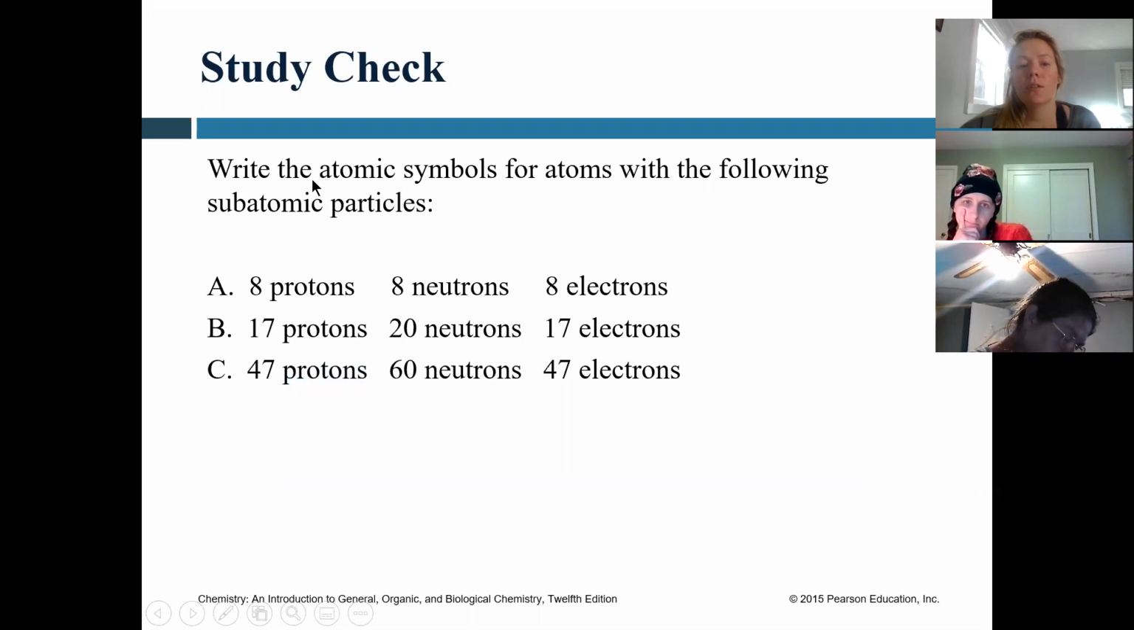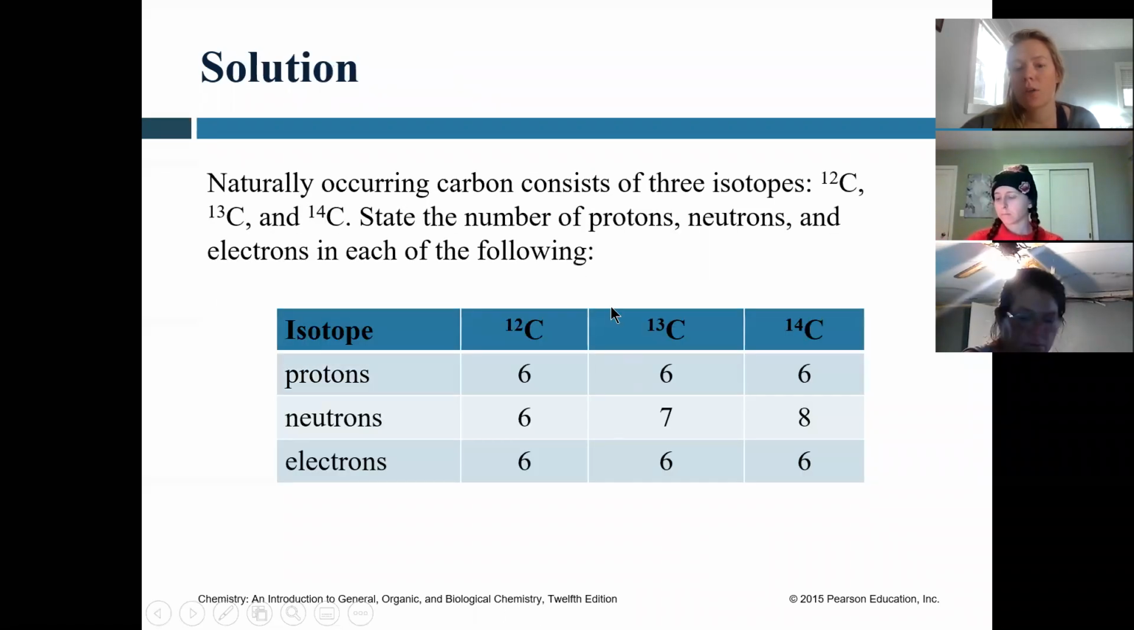All right, so I want you to try this. Write the atomic symbol for the atom with the following subatomic particles. So I want you to write the symbol along with the mass, like how this would be like carbon 12. Okay.